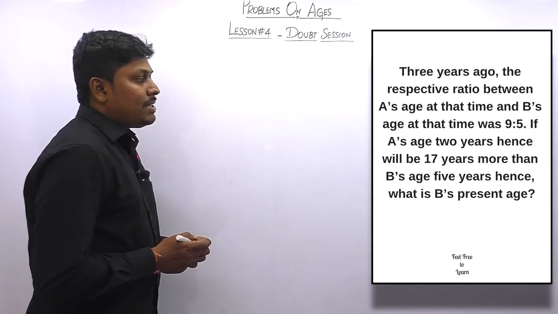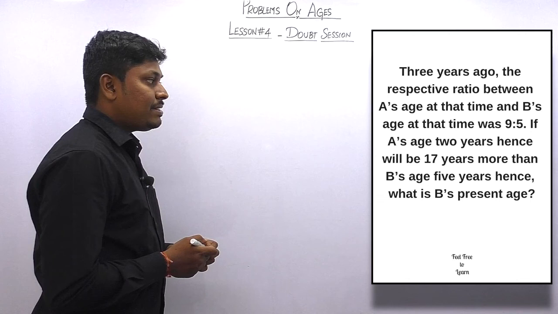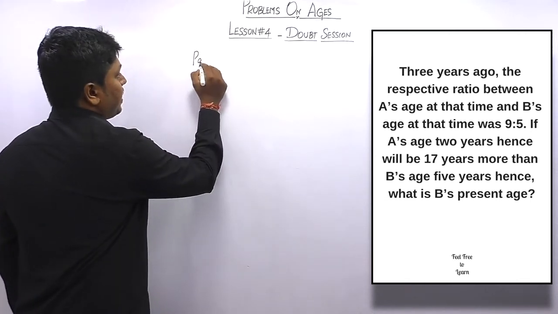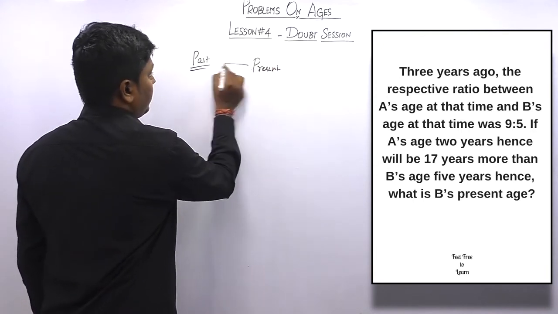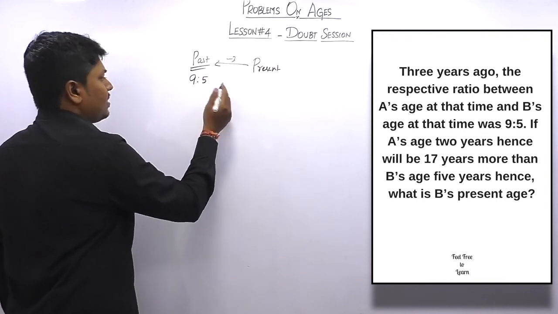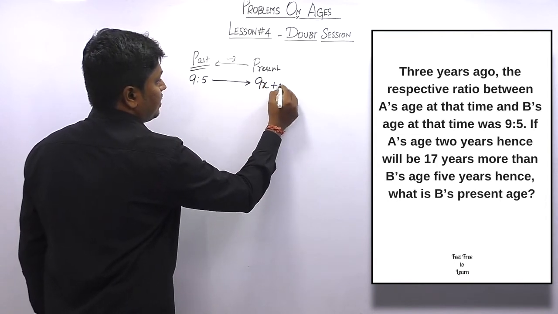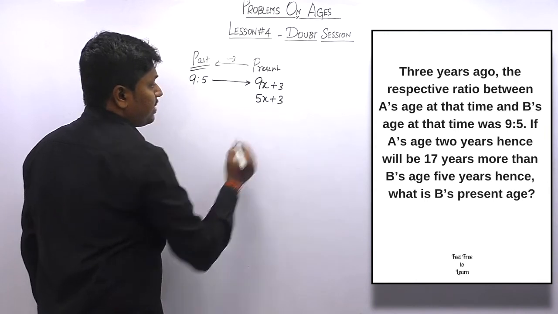Okay, so what they are saying, 3 years ago the respective ratio between A's age and B's age at that time was 9:5. So 3 years ago, they are talking about the past, right? And here is the present. So 3 years ago their ages are in the ratio 9:5. Then from the past to the present, 9x plus 3 will be A's age, and 5x plus 3 will be B's age.